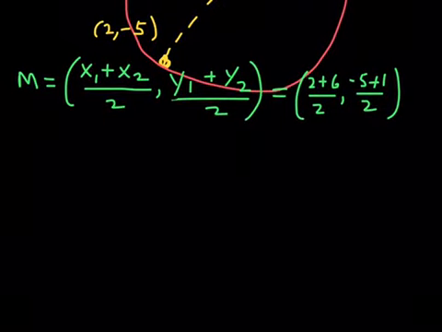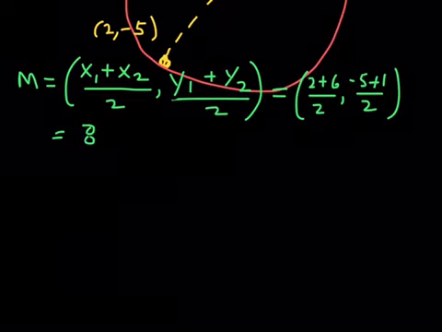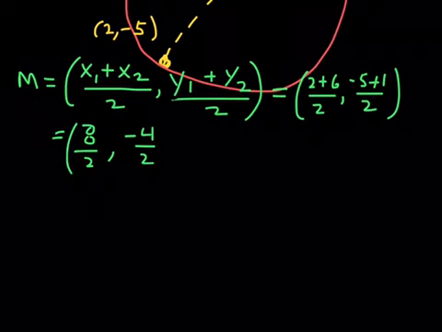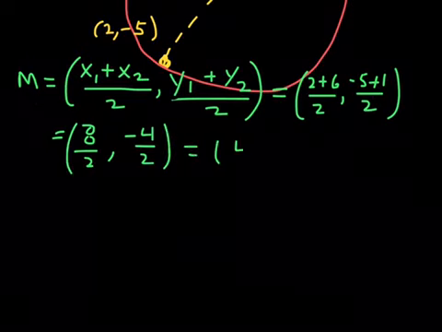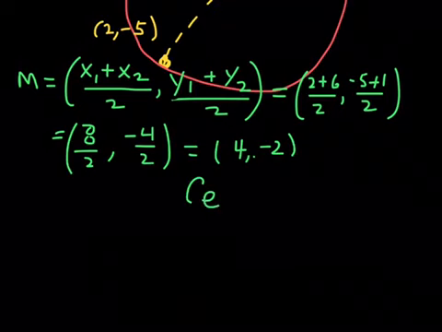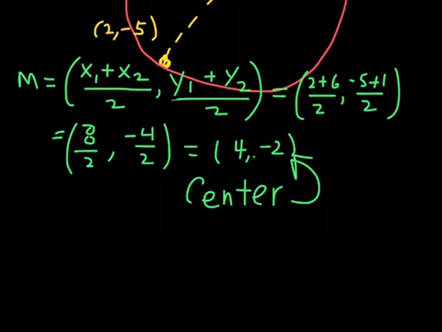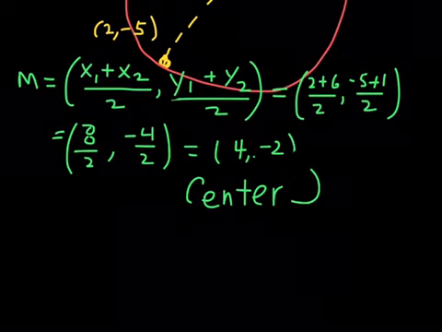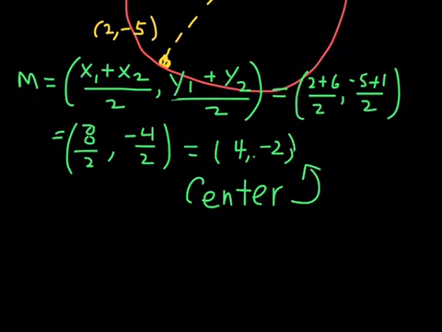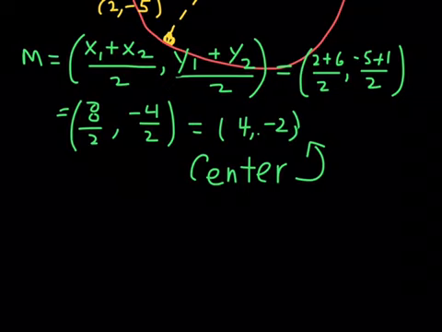What we get right here is going to be the center. So you're going to get 8 over 2, comma, -4 over 2. So our center is going to be 4, comma, -2. This is our center, which is the midpoint of the diameter of the circle. Cool, we have our center.